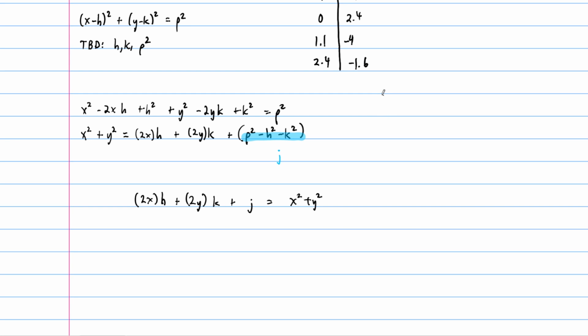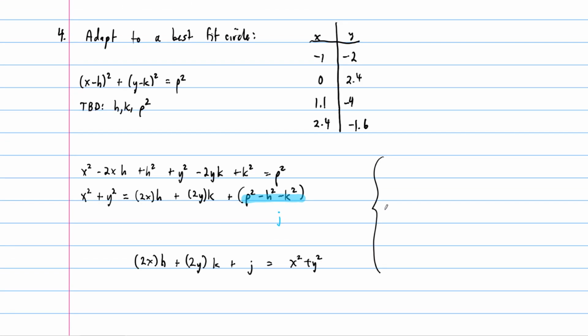So let me write the system over here. This one's going to be negative 2h plus, this one's going to be negative 4k plus 1j equals x squared plus y squared. So this is going to be 1 squared plus 4 squared, so this one equals 5. Okay, and then we can go through the rest of this. So 0h plus, next one's going to be 4.8k plus j equals 2.4 squared, 0 plus 2.4 squared.